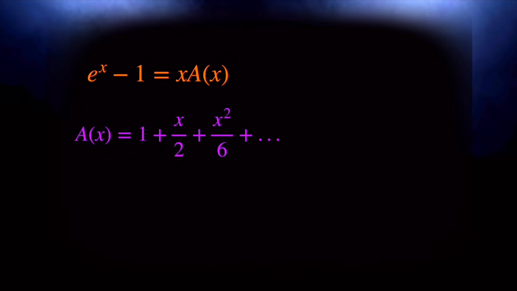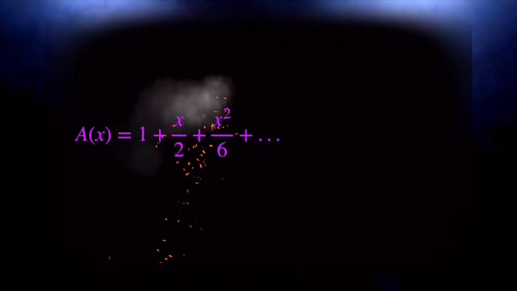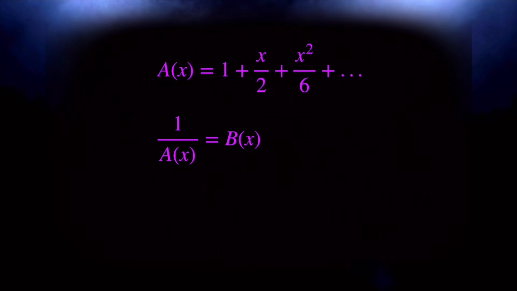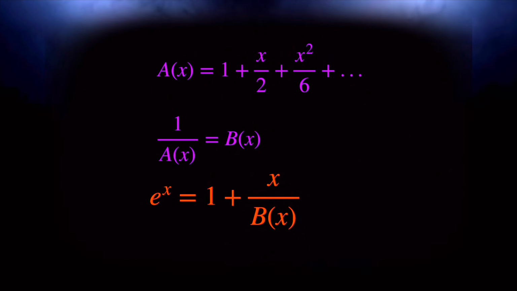So now this infinite series is one that we're going to take its reciprocal, and we'll call its reciprocal a new infinite series b of x. So now we want to determine what that new series b of x looks like, so that we can build a preliminary structure for e to the x.